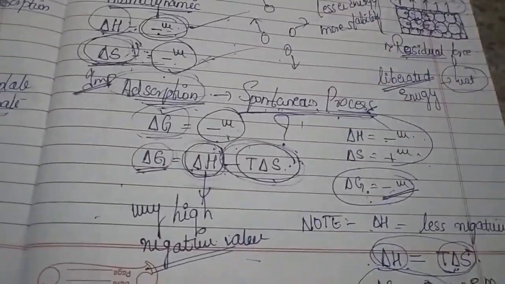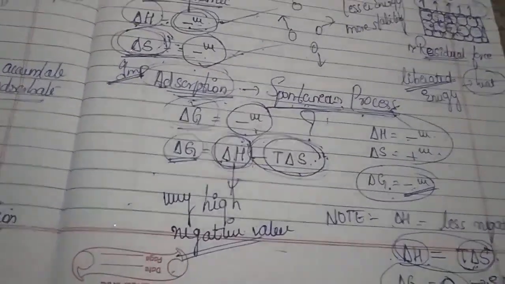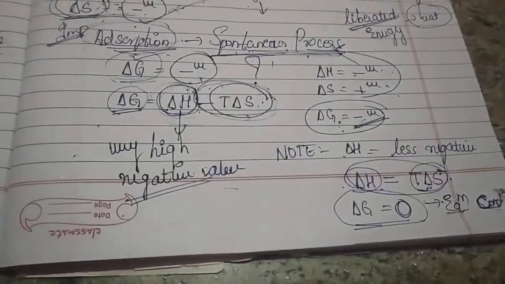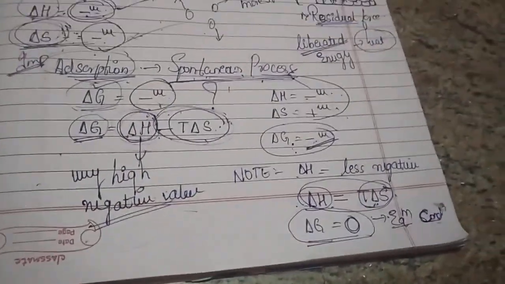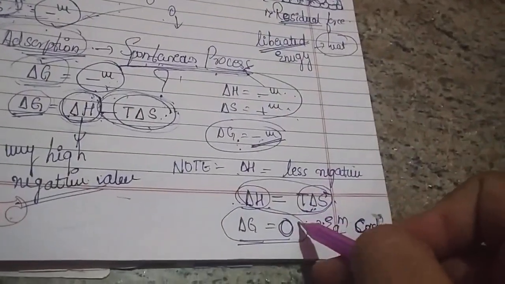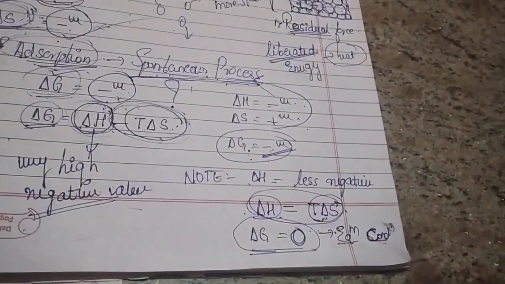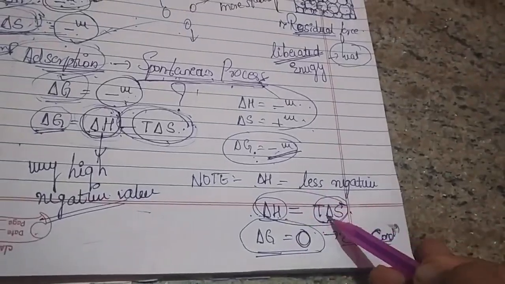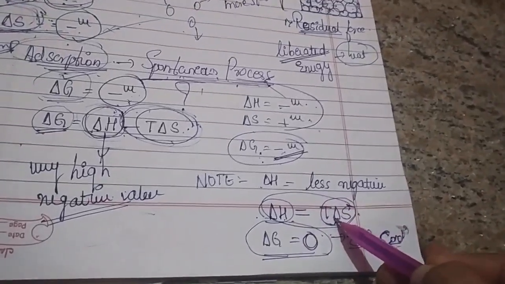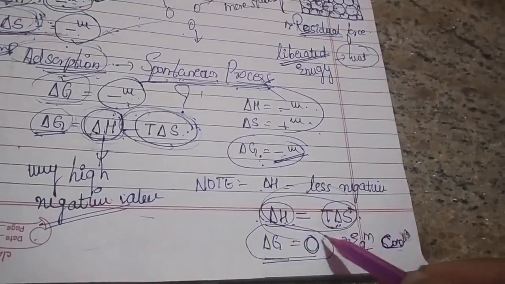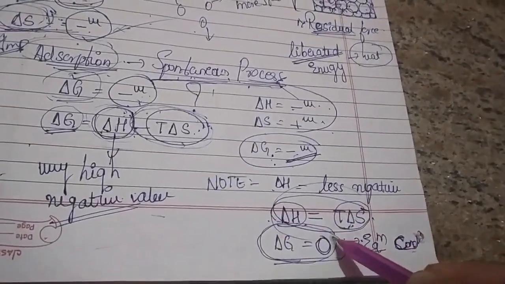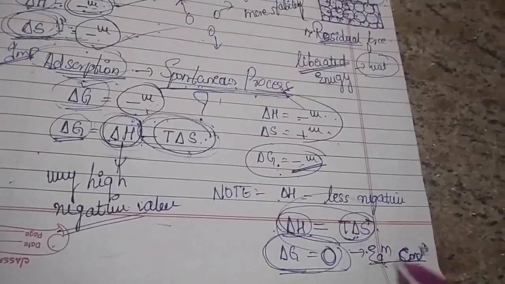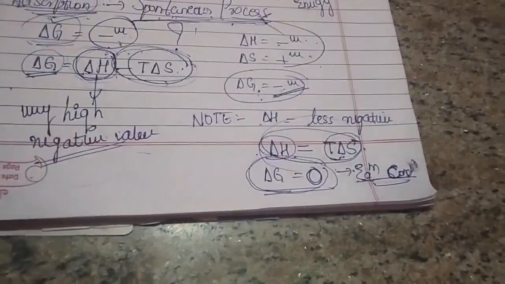The question that arises is whether it is going to continue. Of course it is not going to stop, but it will attain an equilibrium condition. And how is that equilibrium condition obtained? As time proceeds and the adsorption process continues, your delta H will become equal to T into delta S. At that point, delta G will be equal to 0, and at that time the process of adsorption has attained an equilibrium condition.